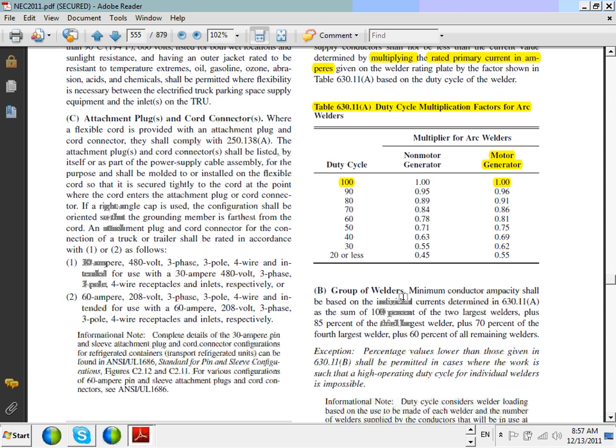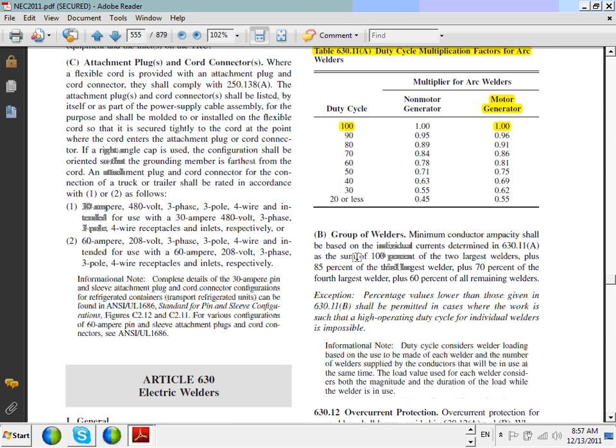The second one, guys, says group welder: minimum conductor ampacity shall be based on the individual current determined by 630.11(a) as the sum of 100% of the two largest. Can you see where the second one came from? 100% of the two largest. So the first two largest, we're going to take them at 100%.